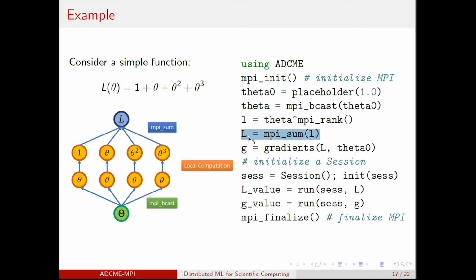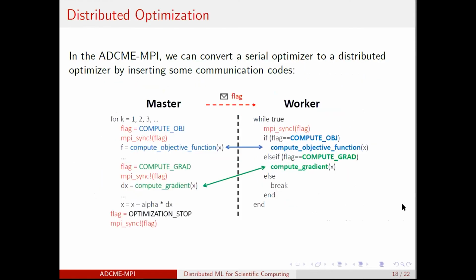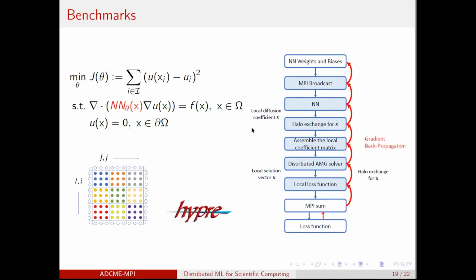Finally, I would like to present some results. In this model, we can convert a serial constrained optimization code into a distributed optimizer very easily. But I do not want to go into details of that. This is a benchmark for our framework.